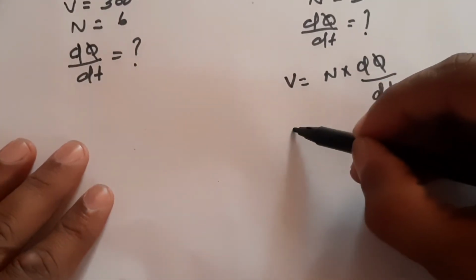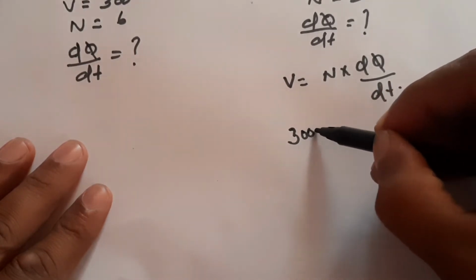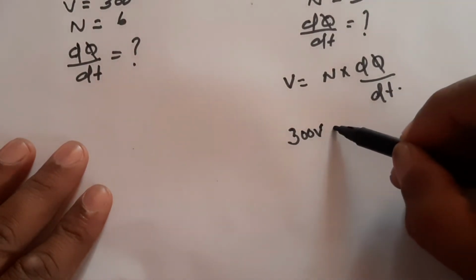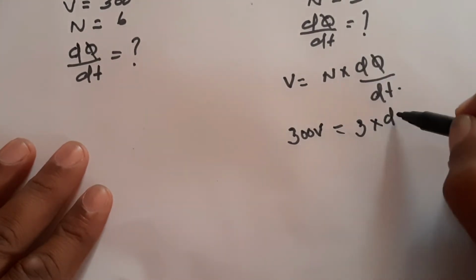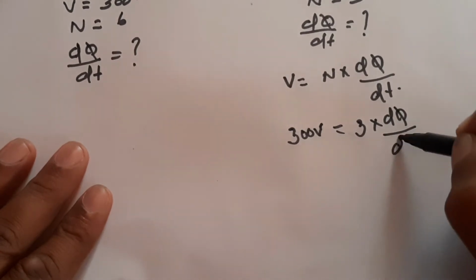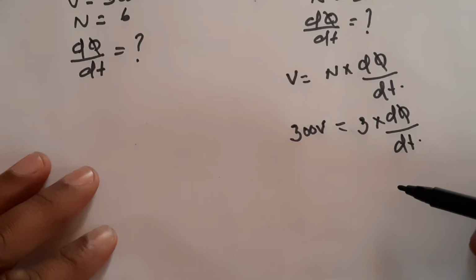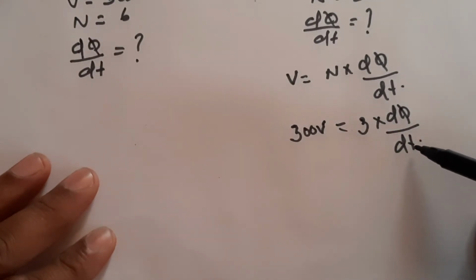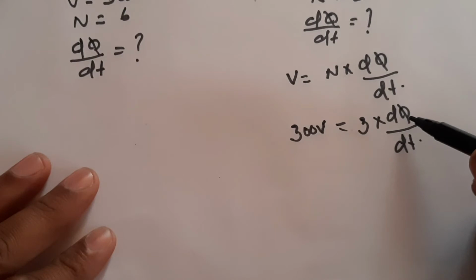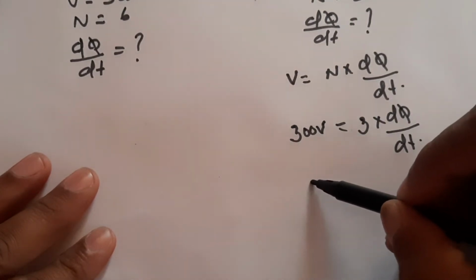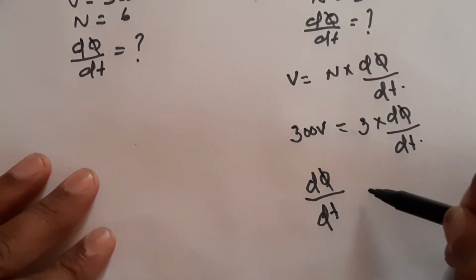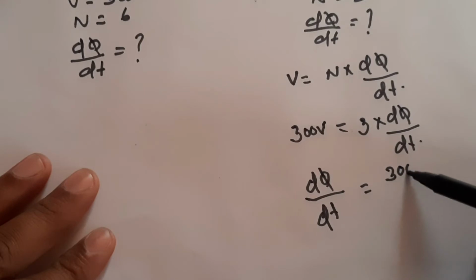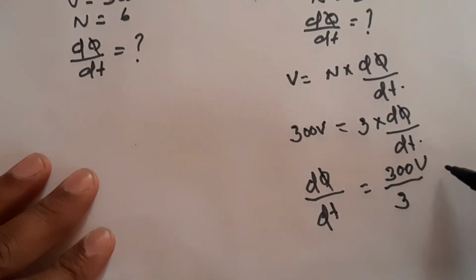We have to oppose 300 volt. In the low inductance case the number of turns is 3. Then we have to calculate what the dφ by dt will be, that is, the change in flux in 1 second. So dφ by dt is equal to 300 volt divided by the number of turns, 3, which is equal to 100.